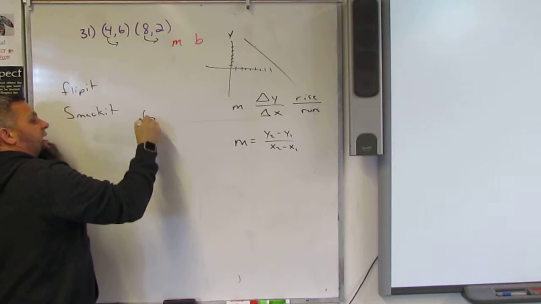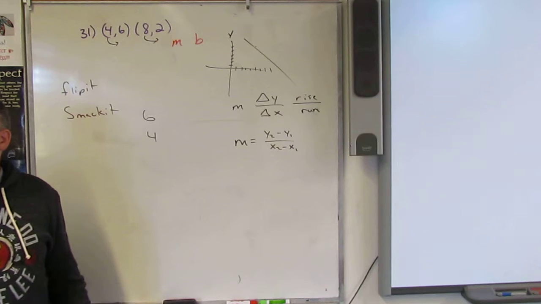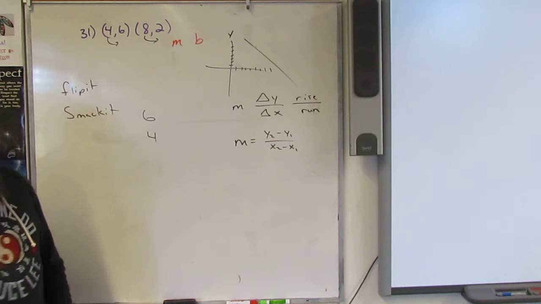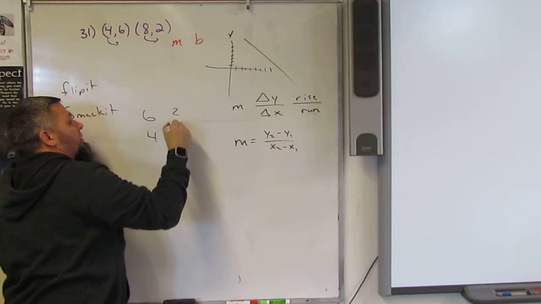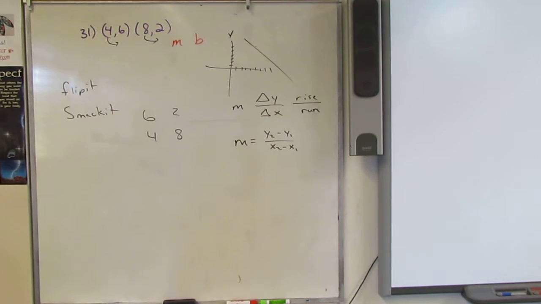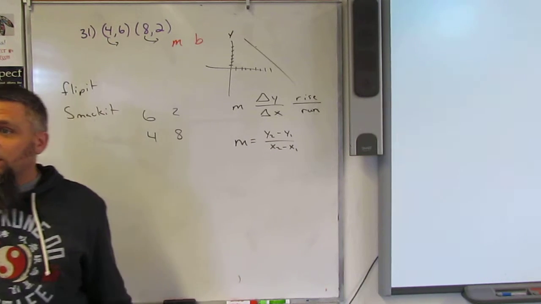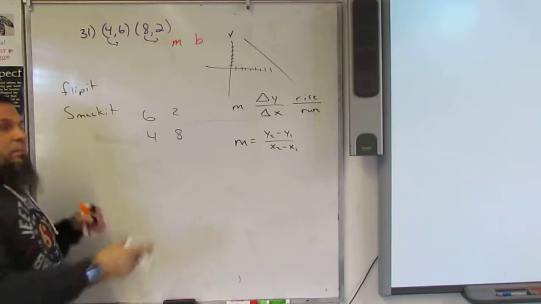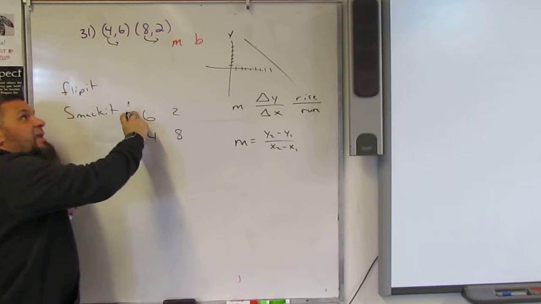So that you have 6 over 4, 6 over 4, 2 over 8. Now the other thing is a lot of us have a small amount of dyslexia. We mix up our numbers when we plug them in. How many of us do that? I know I do. This solves that problem, because you're just stacking them.